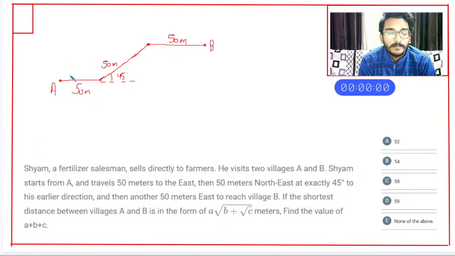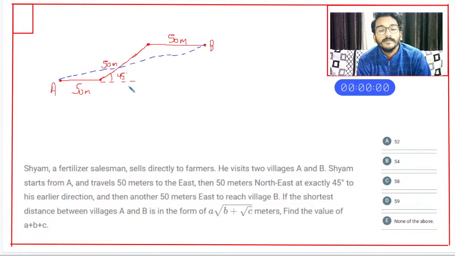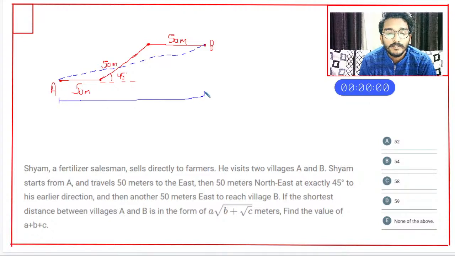So we can say that the minimum distance is always something like this. This is a direct path. How can I find this distance? We have to find the horizontal distance and the vertical distance. Means I can say this is a right angle for me. So for that, I need this part.